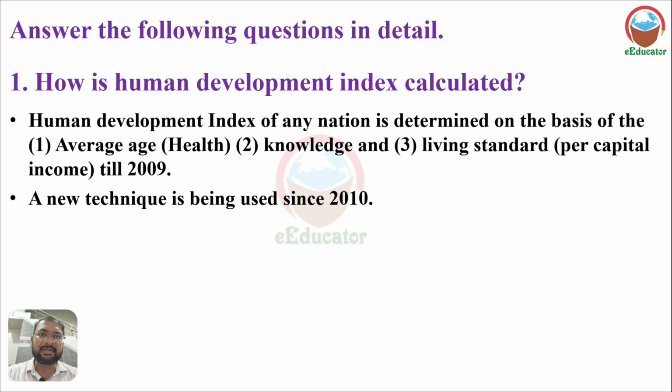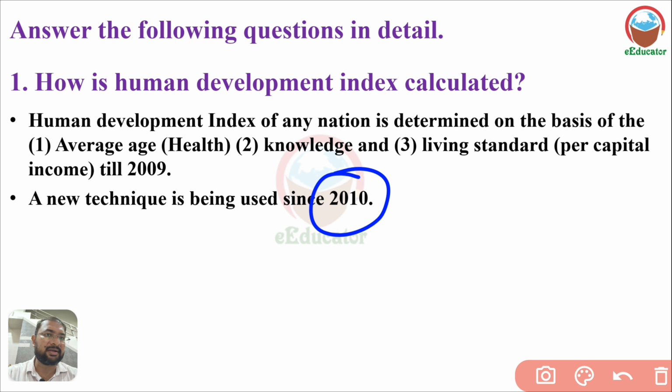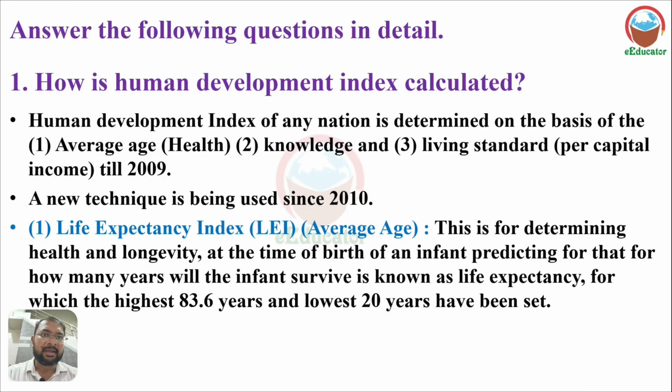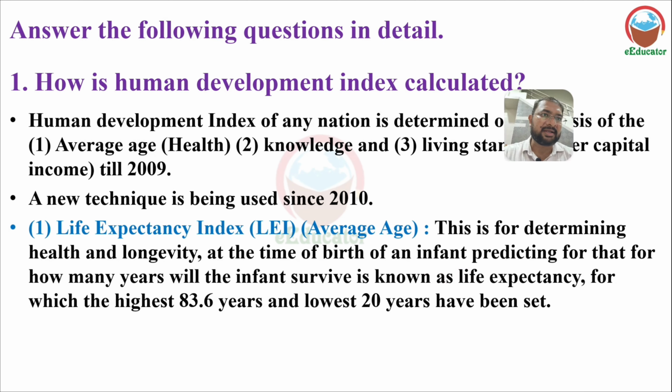Now, after 2009, a new technique has been used. The UNDP publishes the human development index of all the nations. So after 2009 a new technique is used to calculate the index. Three criteria are used here.